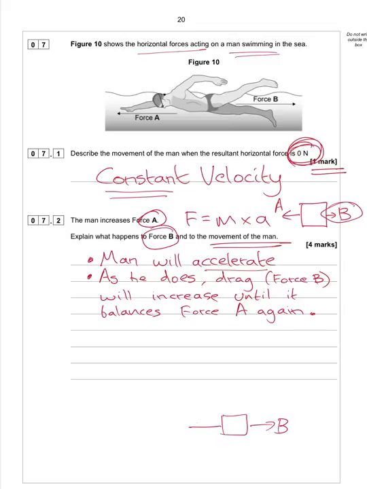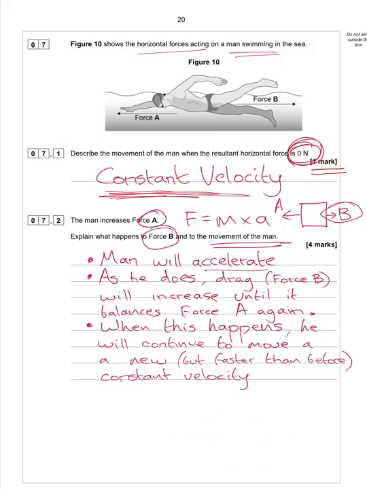When those two forces are balanced, you will be back in the situation where you have equal forces. So force B now matches a larger force A, but the resultant force is 0 newtons because these two forces are the same again, because drag has increased due to its increased speed. And when there is a 0 resultant force, you have a constant velocity again. So that is finally what will happen to the man. He will continue to move at a new constant velocity, but that constant velocity is faster than it was before, because he was accelerating due to an increase in force A.